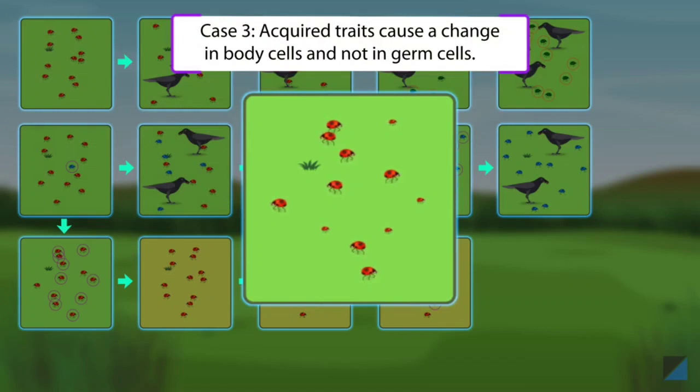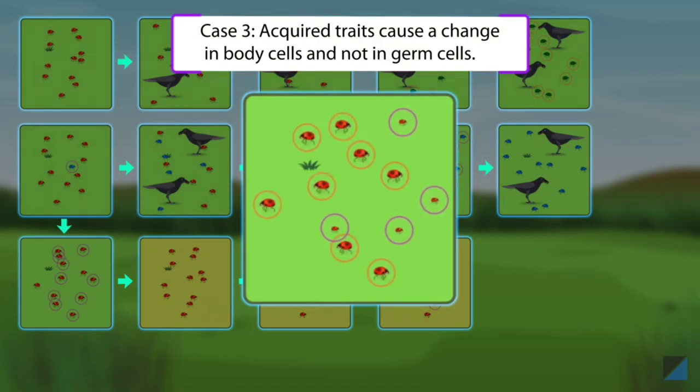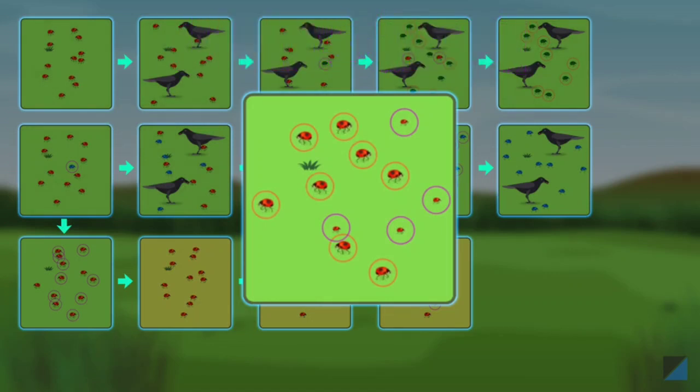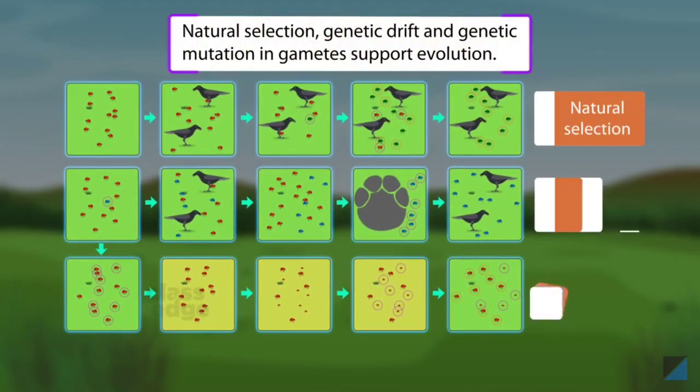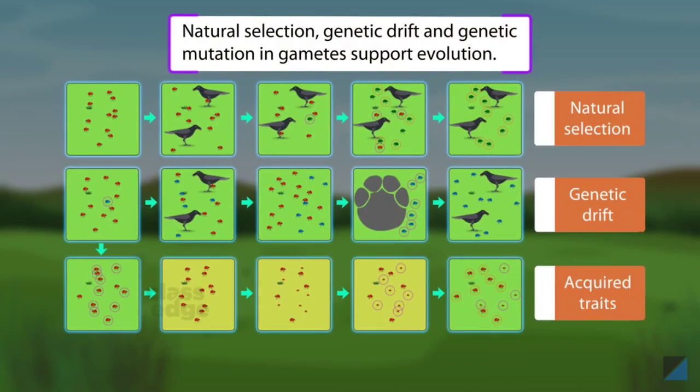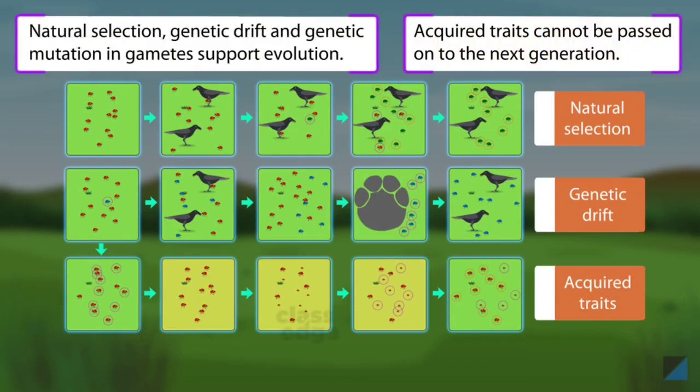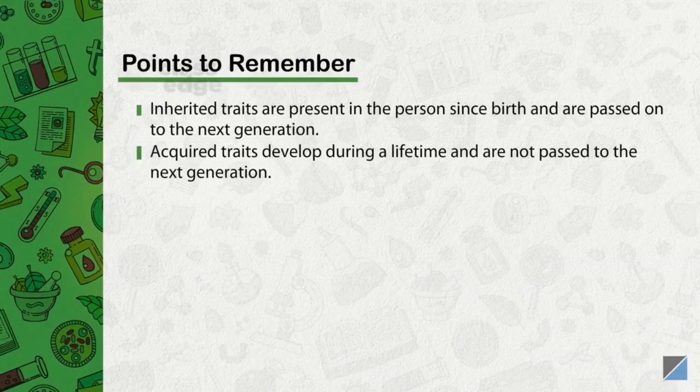In this case, a change is caused in the body cells and not in the germ cells. This is why acquired traits cannot be passed on to the next generation. Thus, we learn that natural selection, genetic drift, and genetic mutation in gametes support the evolution of a species. Acquired traits, by contrast, cannot be passed on to the progeny and cannot contribute to evolution. Let us summarize what we have learned so far.